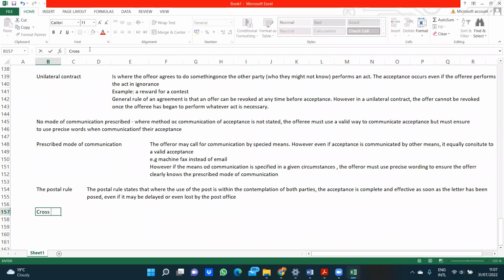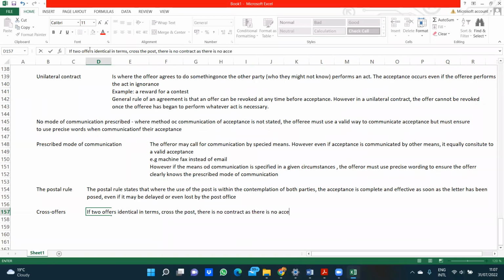Crossovers: if two offers identical in terms cross in the post, there is no contract as there is no acceptance, but only offers. So here it is.